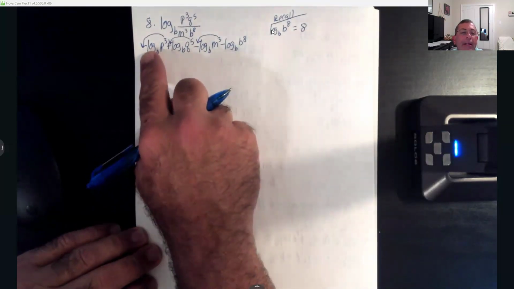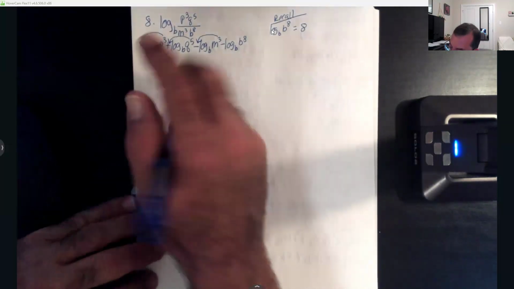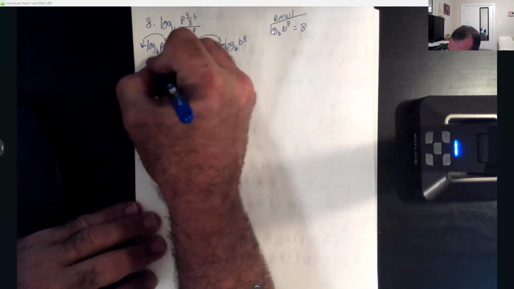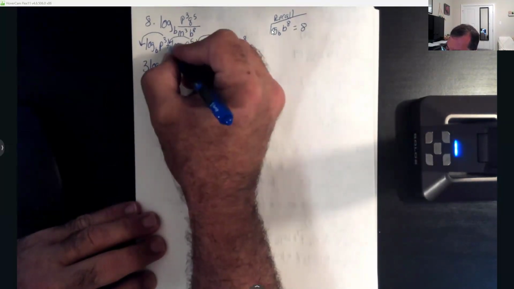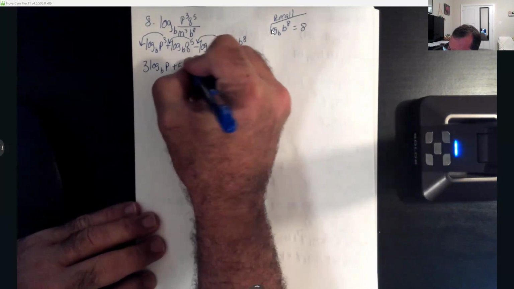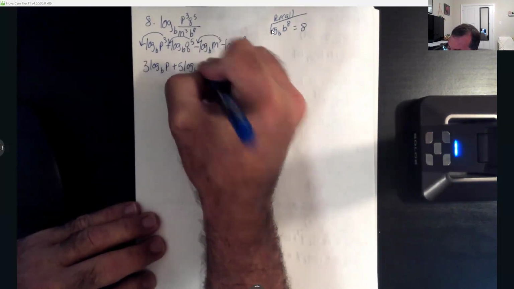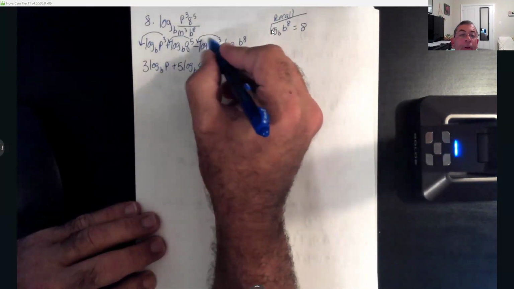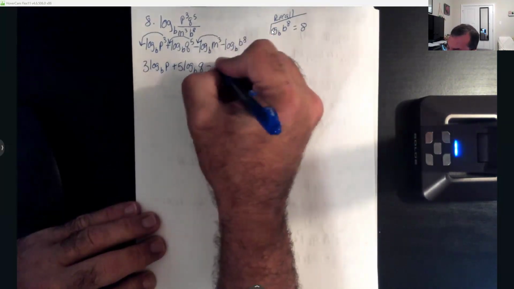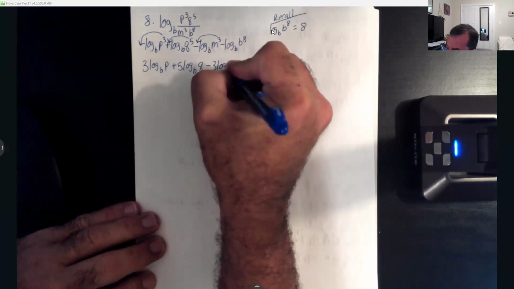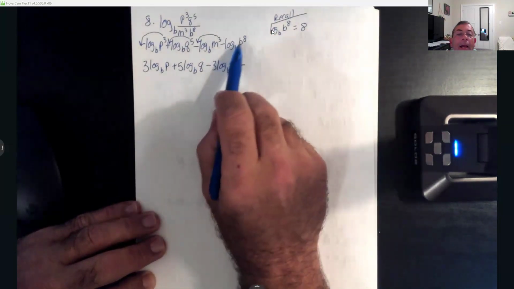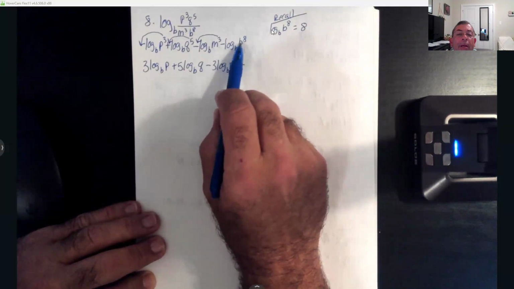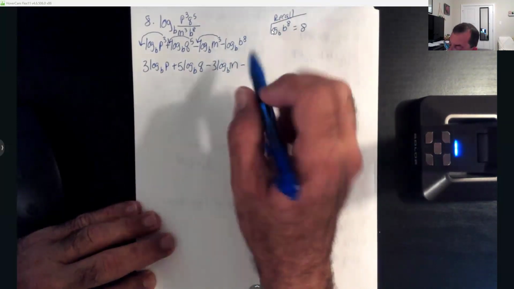So, let's rewrite this one as 3 log B of P plus bringing the 5 down gives me a 5 log B of Q. Bringing the 3 down gives me minus 3 log B of M minus, well, right here, the log B of B to the 8, that equaled 8.